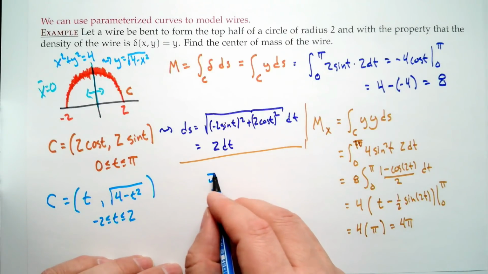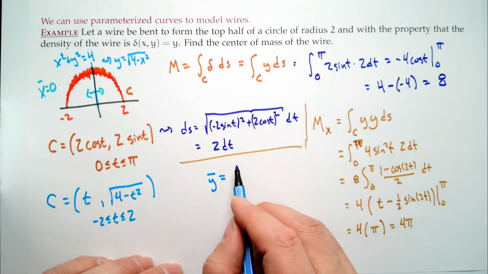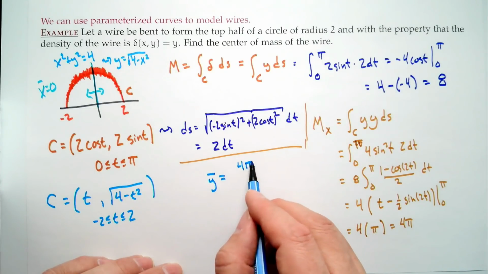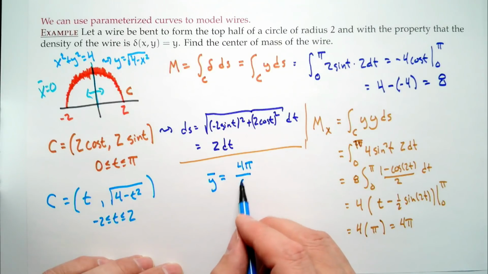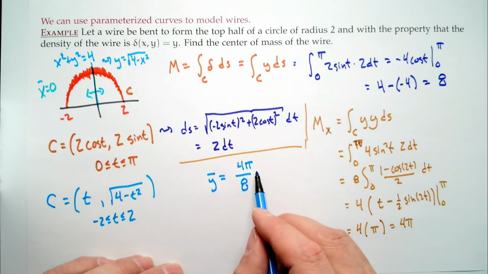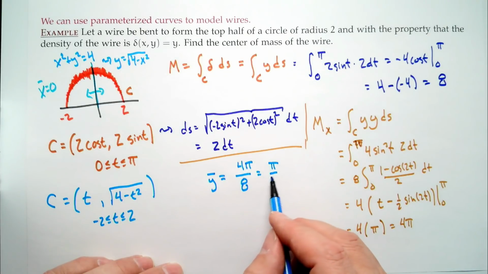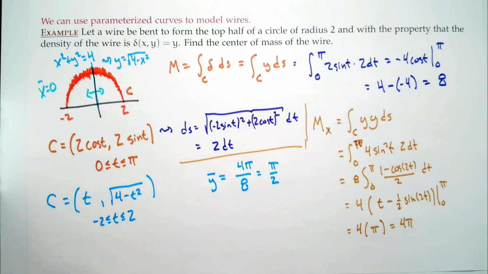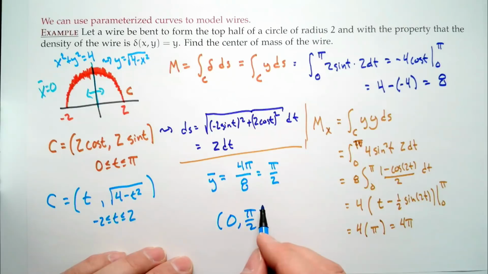Finally, we get to the point: y bar, you take the moment, m sub x, divide by the mass, and you end up with pi halves, which would mean that our center of mass is at 0, comma, pi halves. Now, is pi halves reasonable? Yes. Okay, I like that. Well, what is pi halves about? Like, really bad estimate.